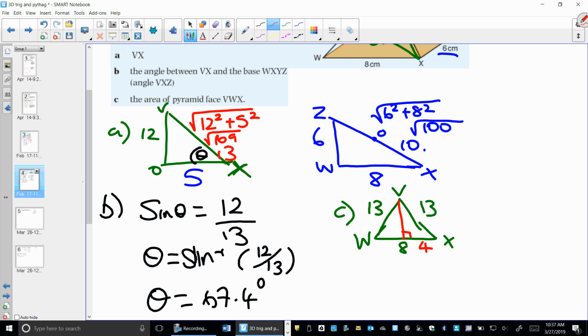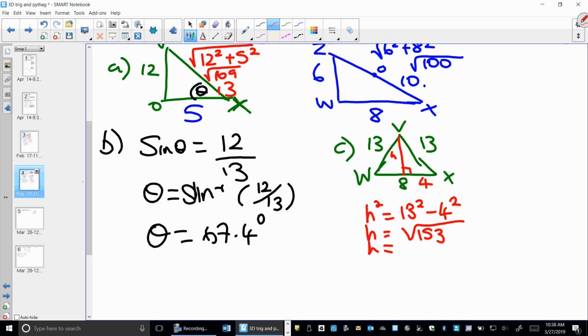But to find this measurement here, so V to the bottom, let's call it H, we would do H squared is 13 squared minus 4 squared. 169 take away 16 is 153. That's right, isn't it? Yeah.